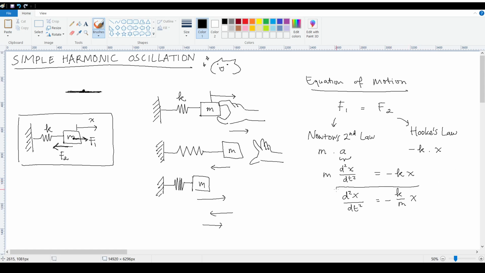This is the equation of motion for this system. This is the mathematical model that shows how this system vibrates. I think that's all for today.